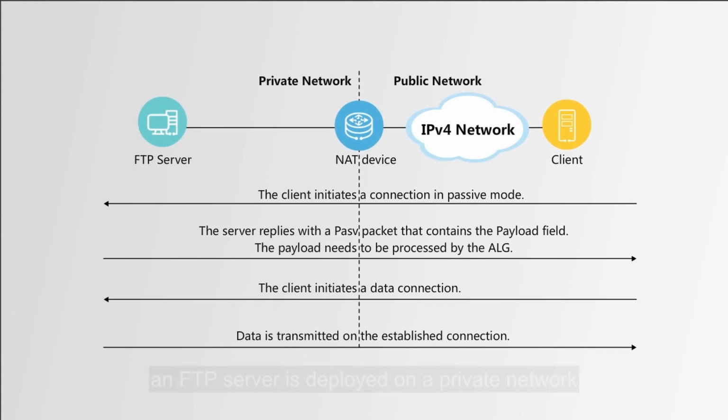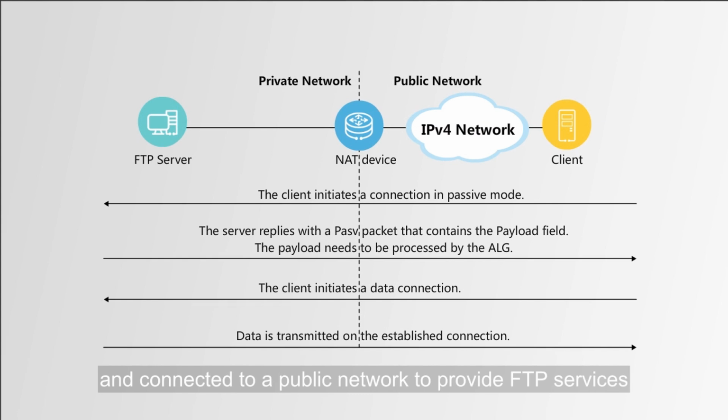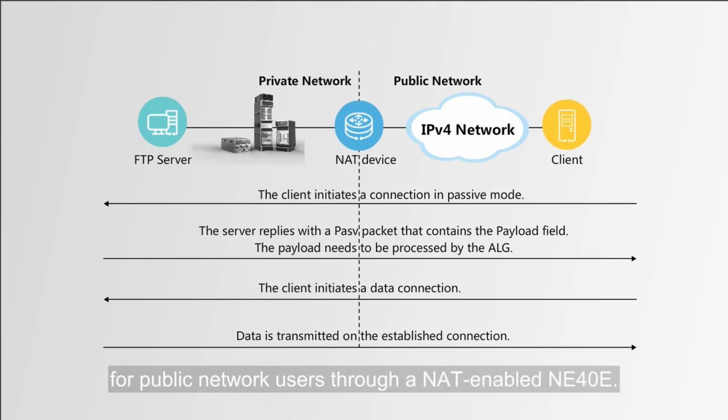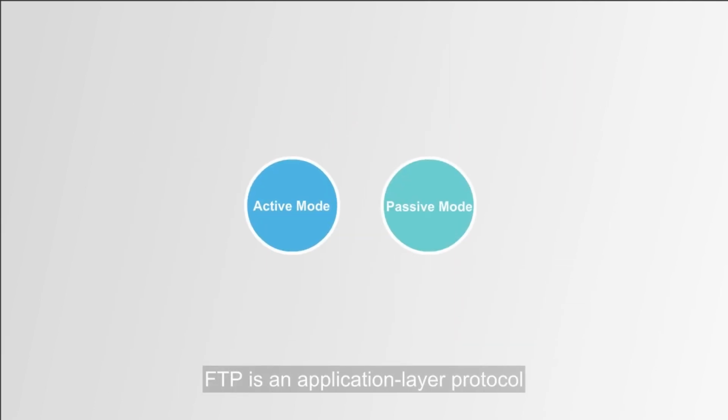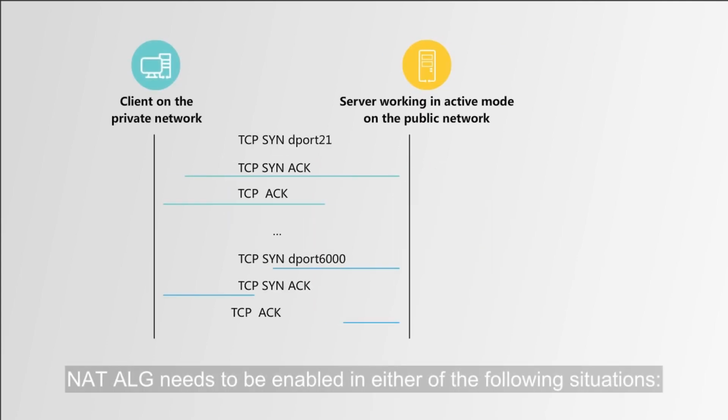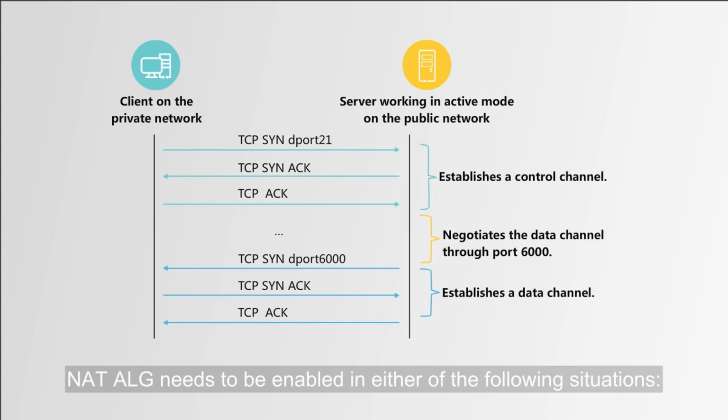In this example, an FTP server is deployed on a private network and connected to a public network to provide FTP services for public network users through a NAT-enabled NE40E. FTP is an application layer protocol that works in either active or passive mode. Based on network deployment, NAT ALG needs to be enabled in either of the following situations.